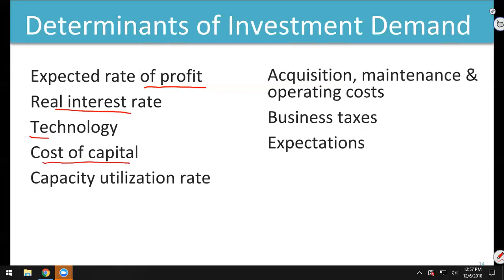Cost of capital. What is the cost for the desk? Is it going up? Is it going down? What is the cost for the cell phone tower? Is it going up? Is it going down? Then add to that, there's an extra cost. It's kind of related to the real interest rate.